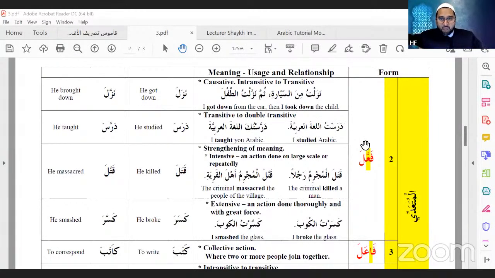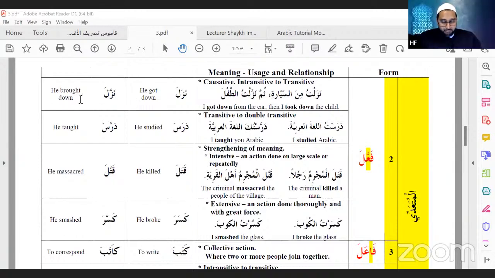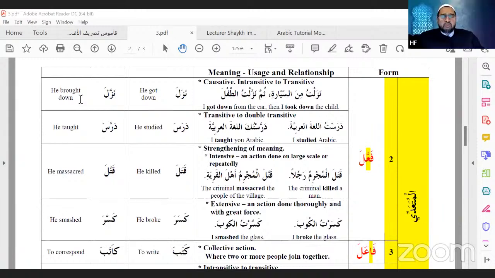Now, look at this. Fa'ala is the 4-letter verb, having the middle letter with a shadda. What they have done here on the sheet is that they've got the original 3-letter verb, nazala. What does nazala mean? He got down. And then he brought down. When someone brings something down, is this happening by himself or is someone doing this?